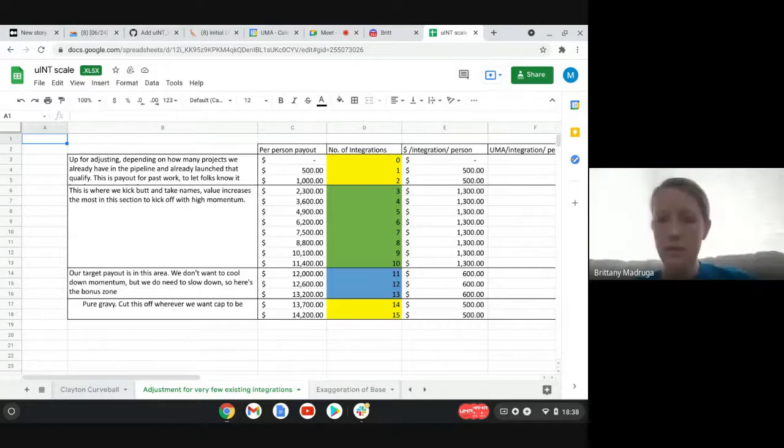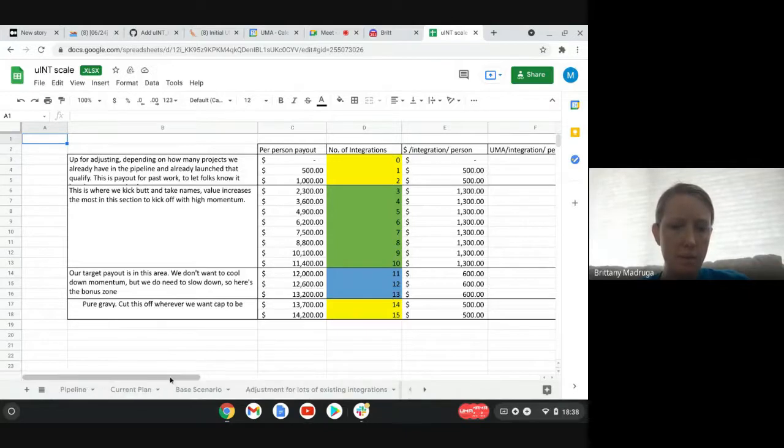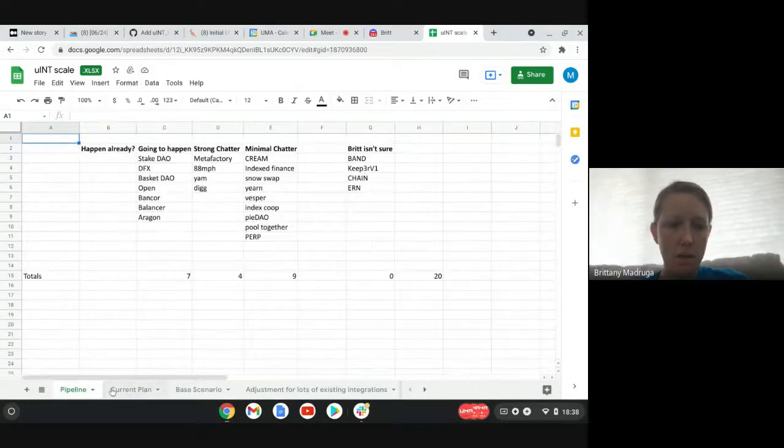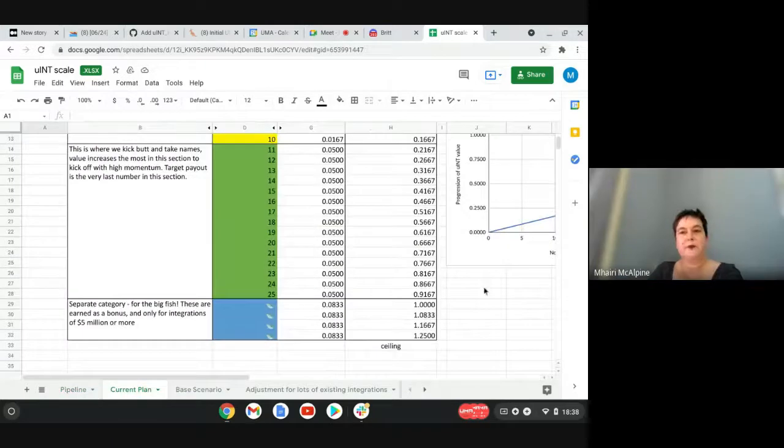It does, yeah. Vari, if you want to go to the tab that's called current, what's it called? You might have to go to the left a bit. Current plan. There you go.